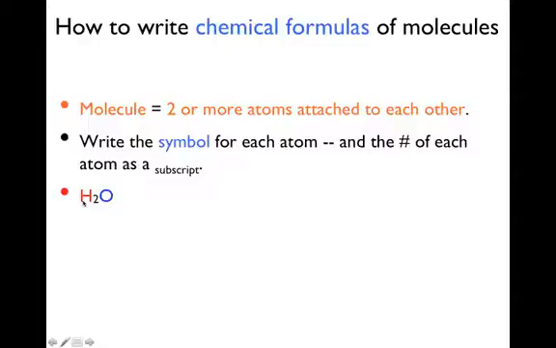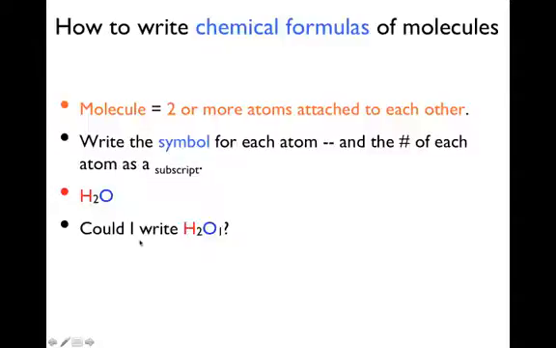So you write that water has hydrogen atoms and it has an oxygen atom. So you write the symbol of each atom. You write H for hydrogen, O for oxygen, and then you write how many of each atom as a subscript. This 2 here is referring back to the hydrogen, and it's saying, look, water has 2 hydrogens, and you don't write the 1, but it's implied to be there, and a water molecule also has 1 oxygen. So that's what the subscript means.